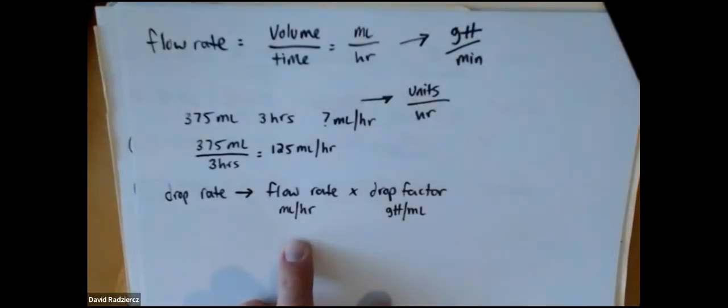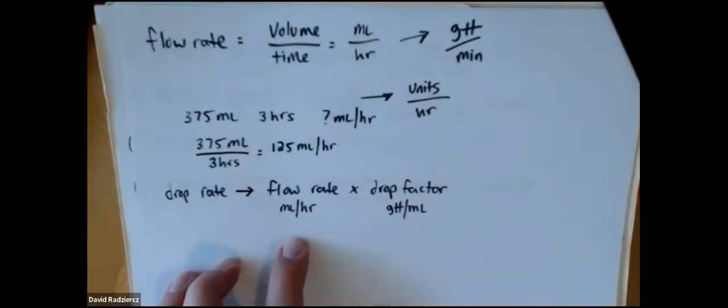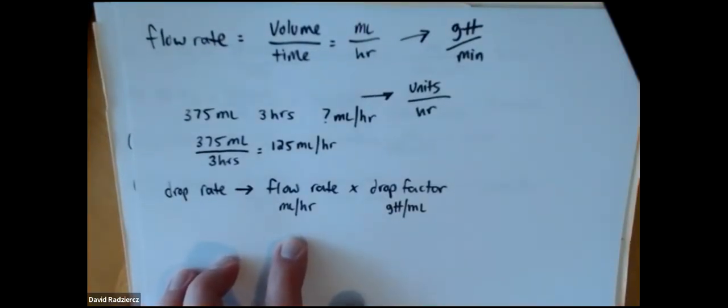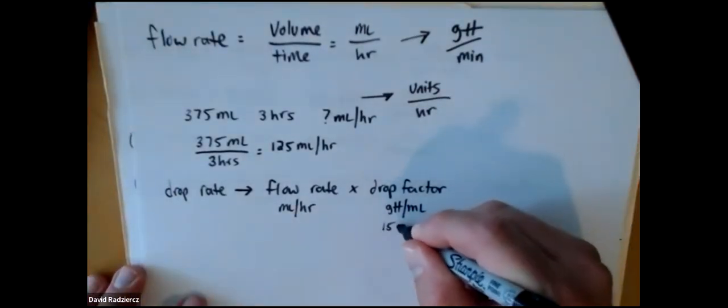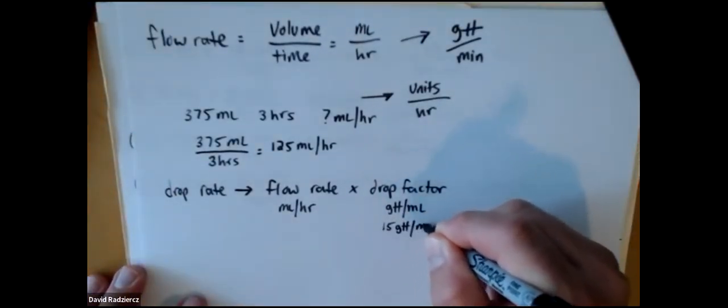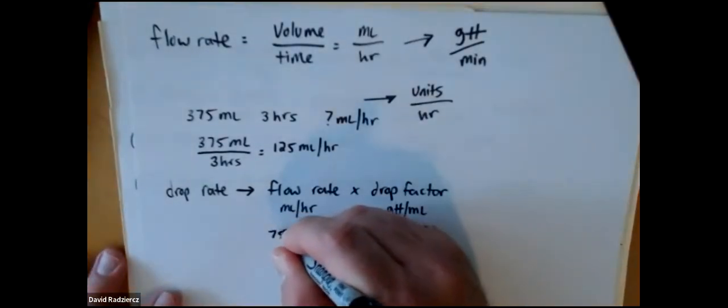So in this question number 16 in your packet, it says the tubing package is labeled as shown below. When I look at the tubing package, I can see there's a big number 15 in the corner. So that tells me the drop factor, 15 drops per milliliter. It tells me that you're ordered to administer dextrose 5% water IV solution at a rate of 75 milliliters in 25 minutes.